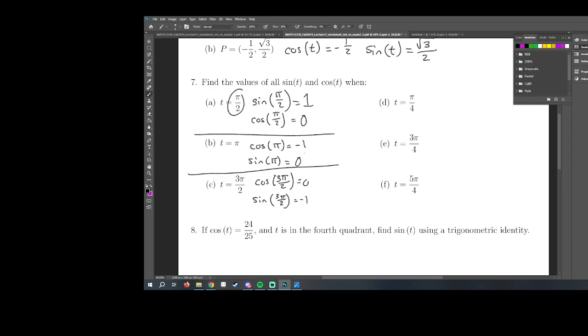Notice, it doesn't matter what order you tell me what the cosine and sine are, but don't mix them up, right? You wouldn't say the cosine of 3 pi/2 is -1 and the sine of 3 pi/2 is 0. That would be incorrect.